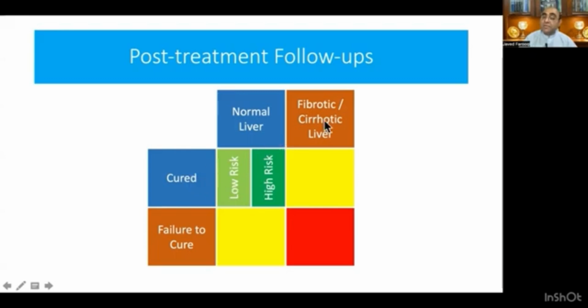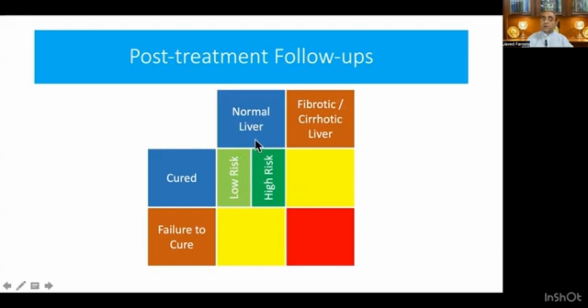And if the patient is cured, SVR is achieved, but the liver is fibrotic or cirrhotic, then this is a yellow, somewhat risky patient. And when the patient has not achieved the SVR, even with a normal liver, this is a high risk patient and needs proper follow-ups. But if the patient has failed to achieve SVR and has a fibrotic or cirrhotic liver, this is the most alarming group, and they need proper follow-ups.